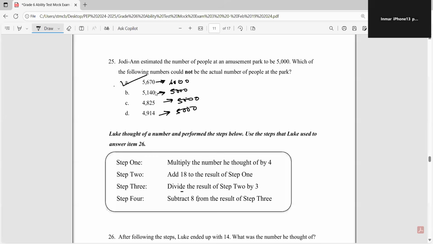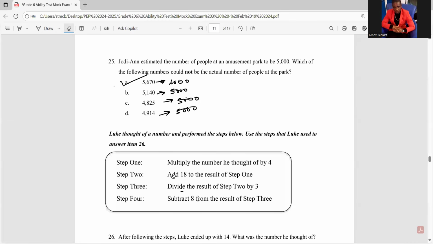This one is tough, guys. You're gonna spend a little time on this. Well, that's what I suggest. You spend a little time and try to figure out this one.